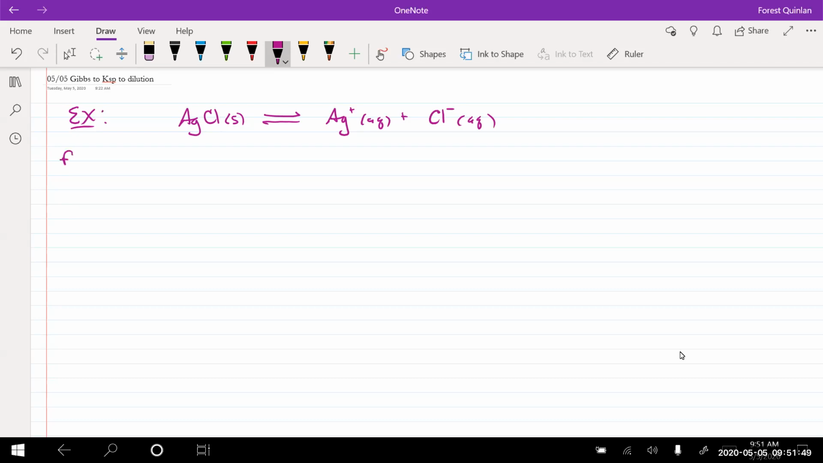From the CRC, I'm going to get delta H naught and S naught. So I'm just going to look these two things up. For silver chloride, the delta H naught is negative 30.97, and this one happened to be in kcals per mole. So let me note that.